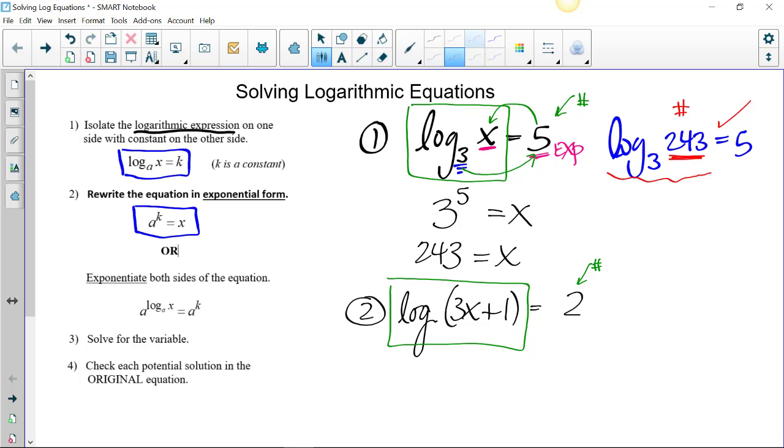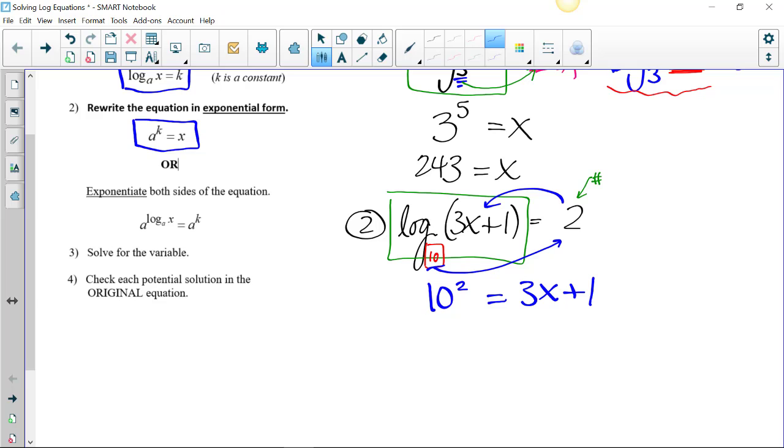Now this one's tricky because there is no base. If there is no base, remember it is a common logarithm. It's assumed that that is a 10. So you've got to know the difference there. Exponential form would be, what's my base? 10 to the second power should give me 3x plus 1. And then I have a nice linear equation that I can solve using basic algebra.